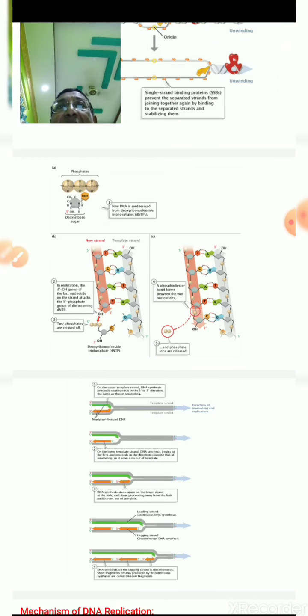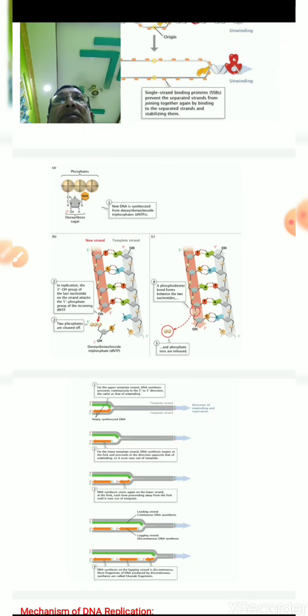Okay, in the DNA, as a result, from this deoxyribonucleotide triphosphate, dNTP, only one phosphate will be added, and the 2 phosphates will be released because they will perform the function of the energy. Okay. So next is a phosphodiester bond. In this way, in the fourth diagram, a phosphodiester bond forms between the two nucleotides, and the phosphate ions are also released. So this is the diagram of the mechanism of the replication.